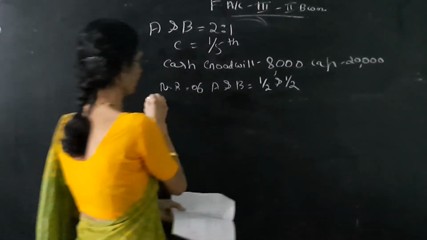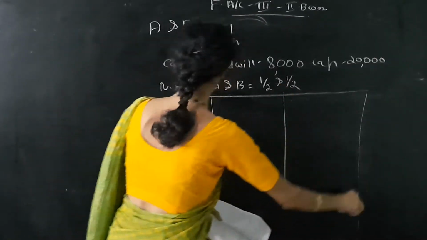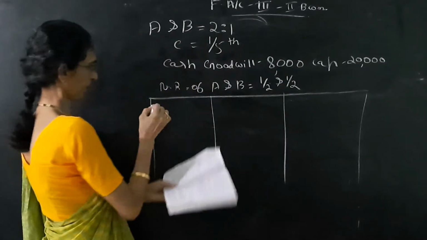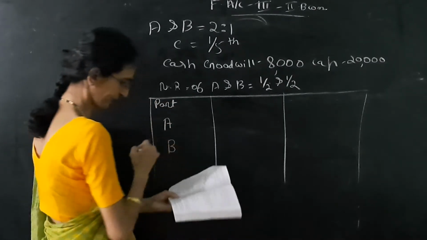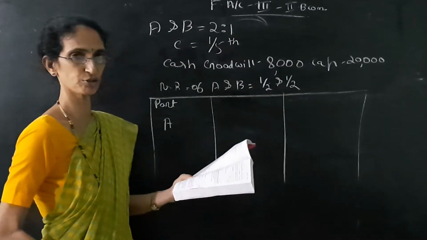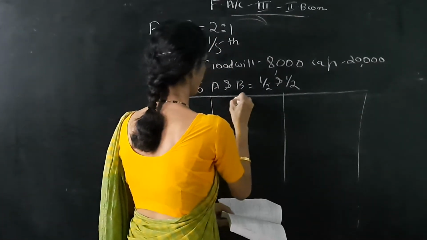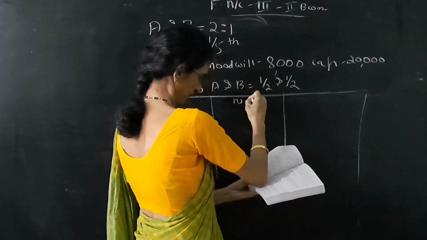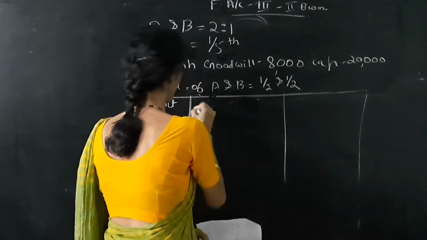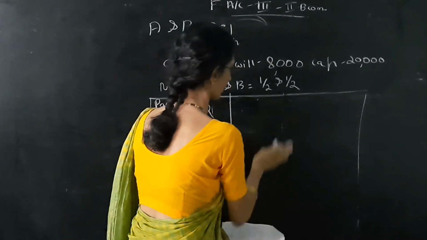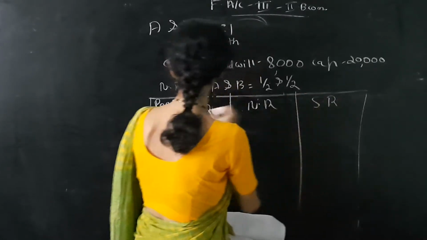So where we have to calculate the ratios here. First we have to see the partners. The partners are A and B. First we can calculate all the ratios for A. We have the old ratio, then we have to calculate the new ratio. Then lastly we can see the sacrifice ratio.